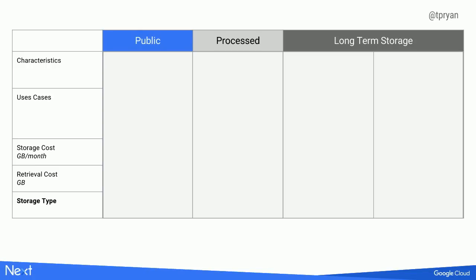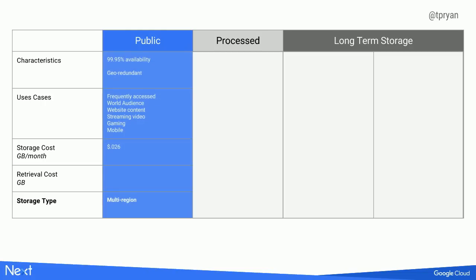So kind of putting that together, we'll start at the top and go to the bottom, name the type. We have public storage. For us, it's 99.95 availability. It's geo-redundant. This is good for world access content, things like websites, streaming video, streaming audio, gaming, mobile. And it's 2.6 cents per gigabyte per month, and this we call multi-region.